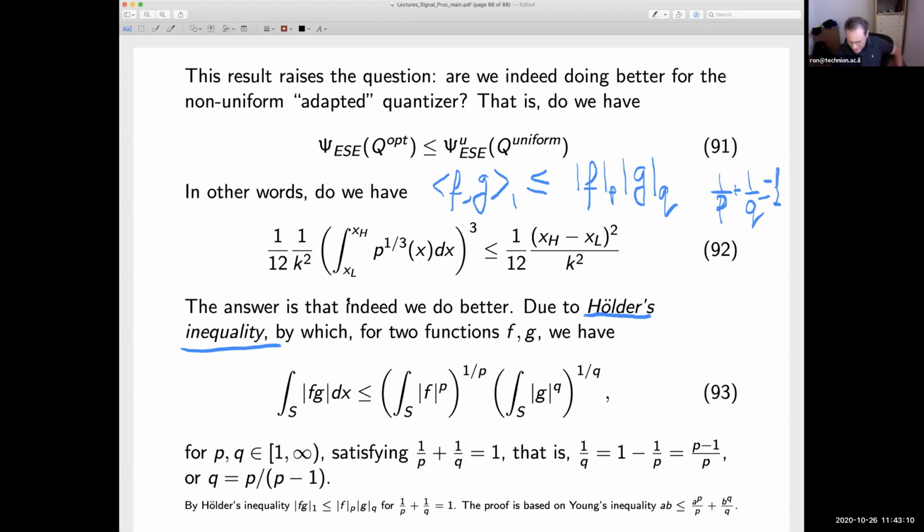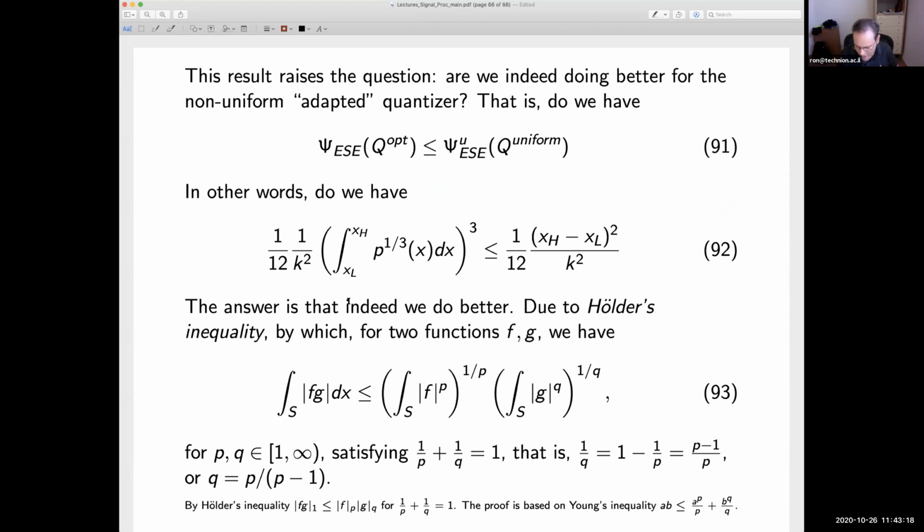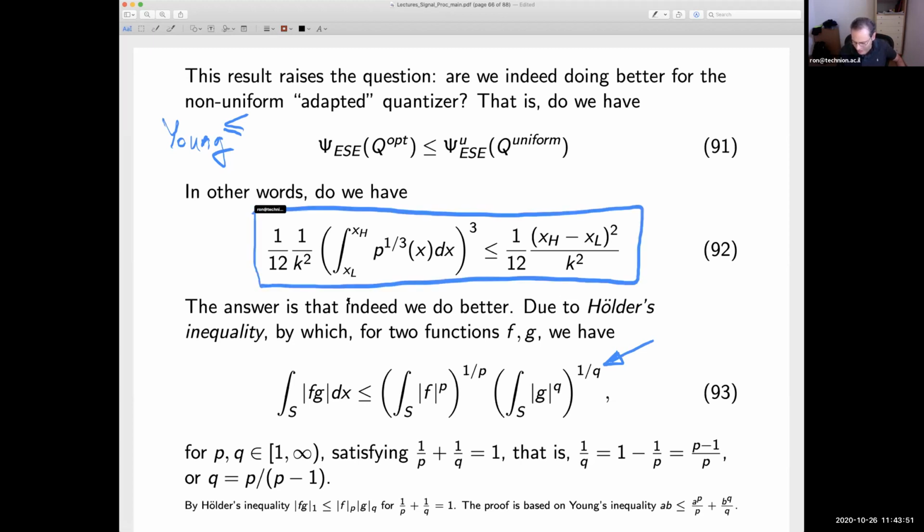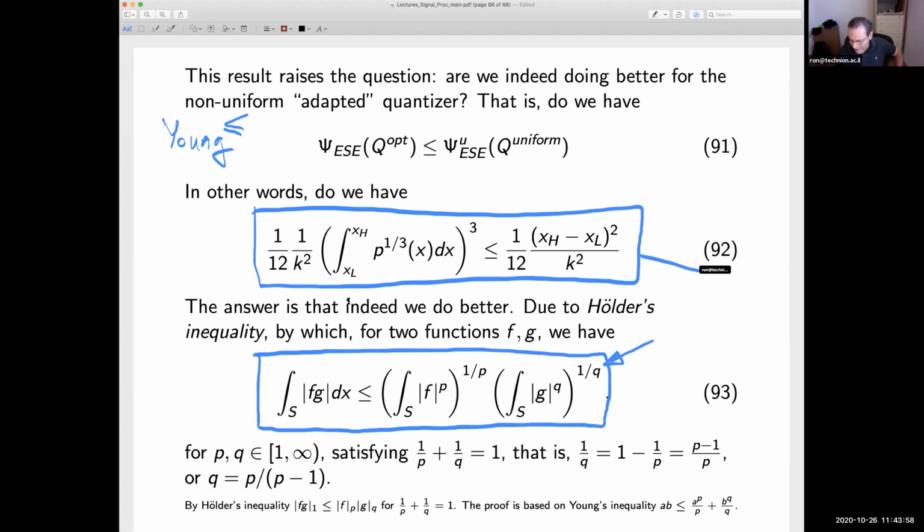Now, in our specific case, let me write the Holder inequality for our specific case. It uses an inequality of somebody named Young, Young's inequality. In our specific case, we will use p and q to be 3 and 3 over 2. You can see this is the equation that we'd like to prove. The question is how to use the Holder inequality to prove this inequality. This is the Holder inequality, this is the inequality that we would like to prove, and the question is how to use this one in order to prove that one.